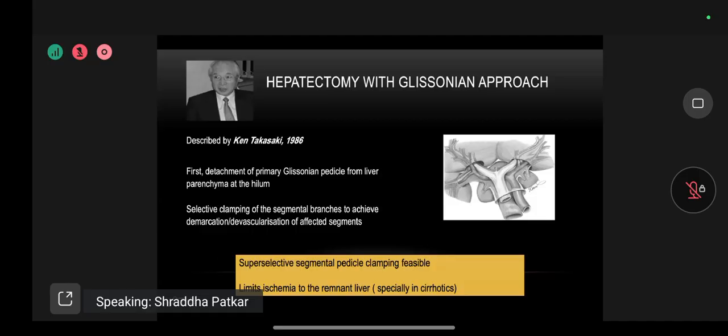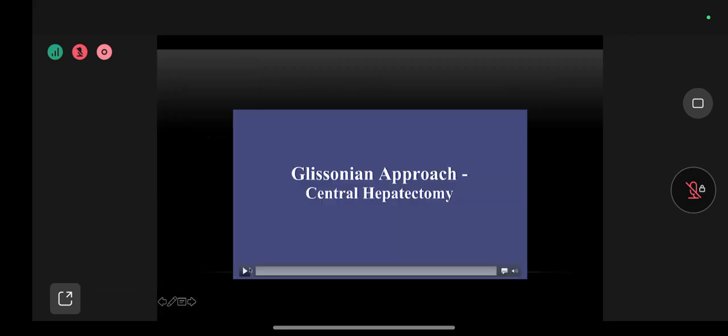This helps you to give a good oncological clearance as well as limit the amount of liver that you need to remove.